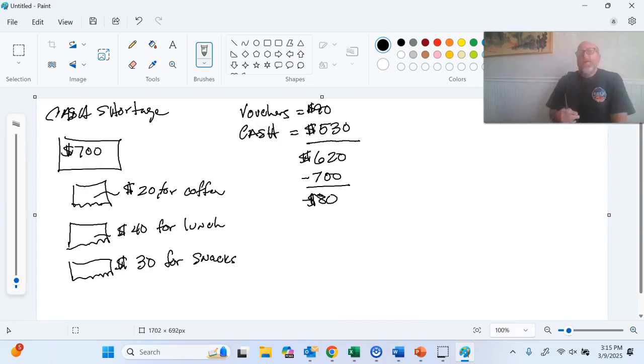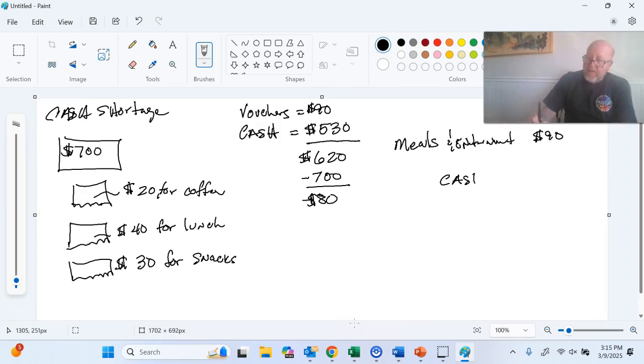And so the way that we deal with this is we deal with the cash shortage in the journal entry to replenish cash, okay? So again, in this one, I'm going to debit meals and entertainment expense by $90. Then I am going to replenish cash, right? I need to go get some cash. If I've only got 530 and I have to bring it back up to 700, then I'm going to go get 170 in cash.